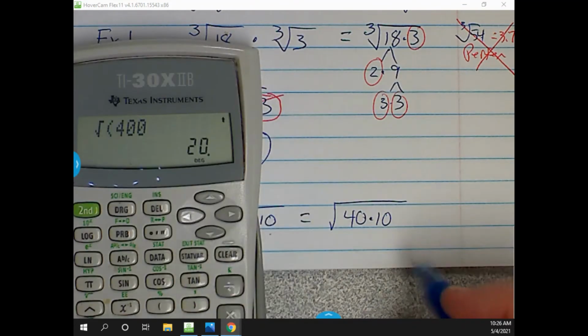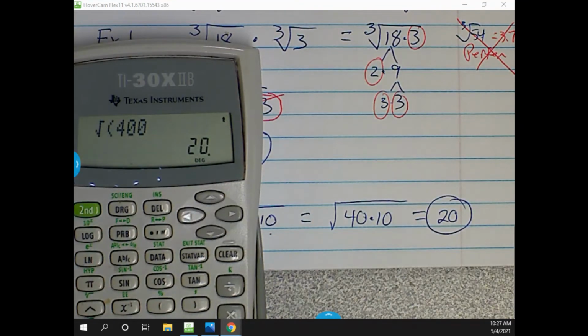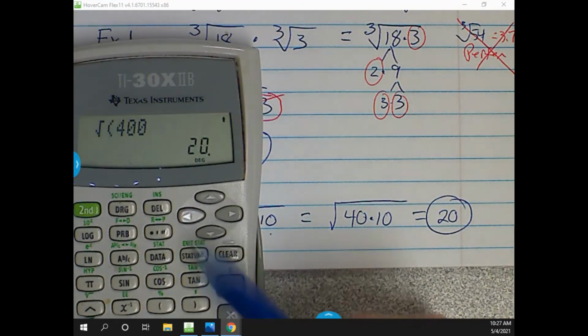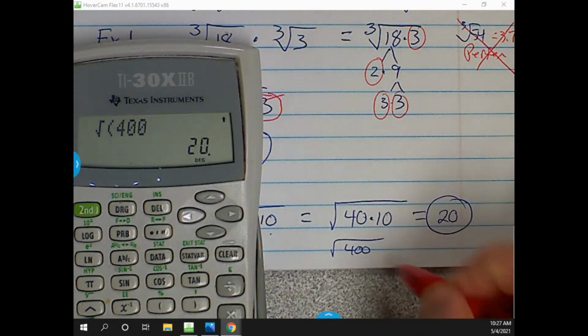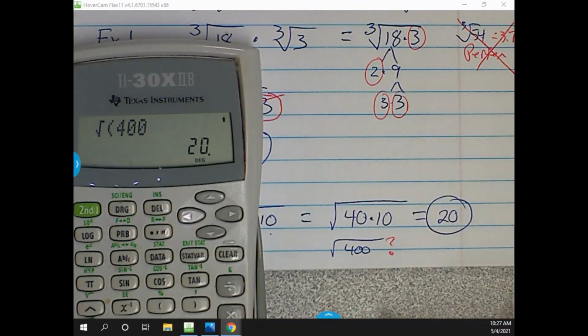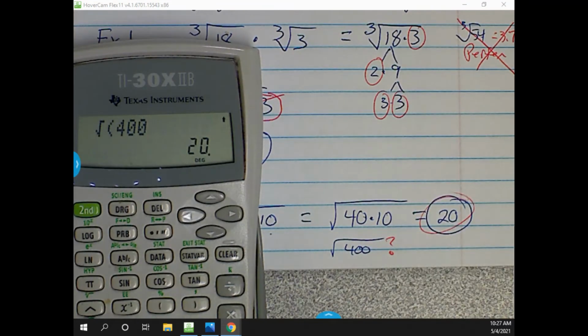So in that case, you don't have to do anything. You just punch it in the calculator. You just check it and see, because if we did 40 times 10, well, that would be 400. And then we just check it and see, all right, is that a perfect square root? It comes out to be a nice even whole number. So you don't have to do anything at all on that one, other than just knowing, hey, I can put that number in and it came out to be a perfect one.